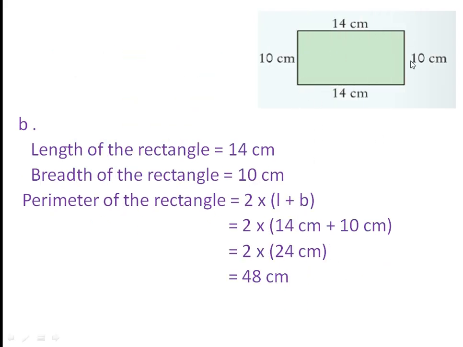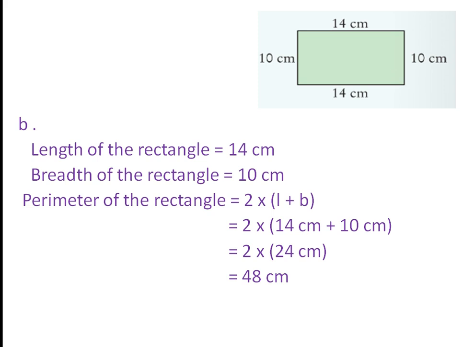Next, see this picture. What is this shape? How do we calculate it? See the sides. Opposite sides are equal. Here 14 centimeters, and here also 14 centimeters. These opposite sides are equal. Here 10 centimeters and here 10 centimeters. Opposite sides are equal, which means this is a rectangle.